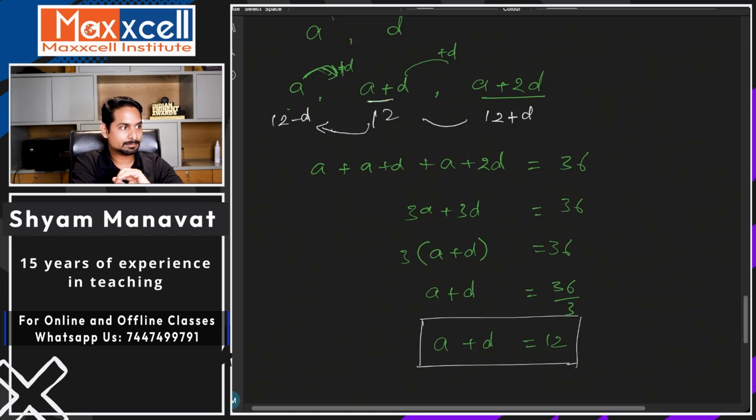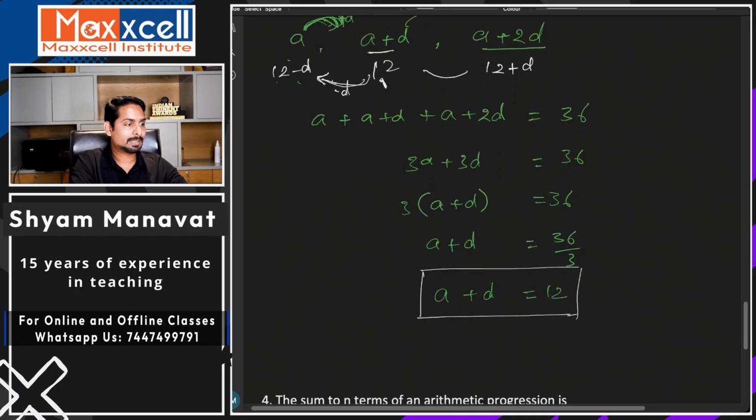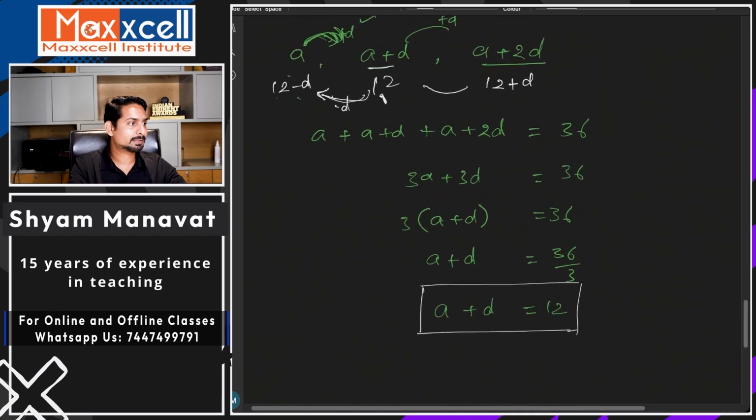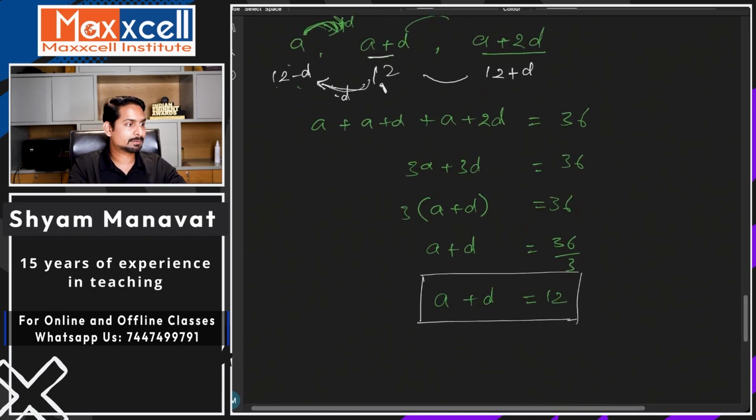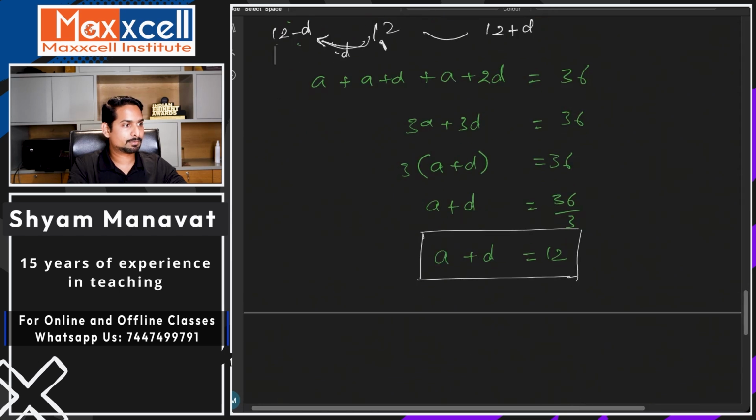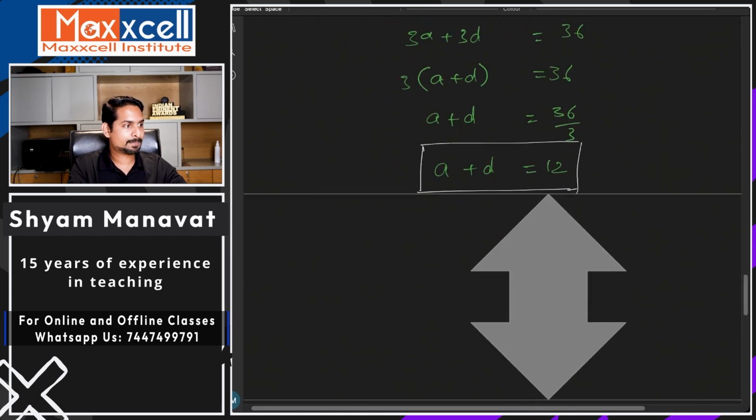Because for this second term we got 12, and if we have to go reverse, we have to do minus D instead of plus D, because from A to the next term I am doing plus D. So from the next term to the previous term I should do minus D, the common difference, right? Are you okay with this? Yes? Okay.